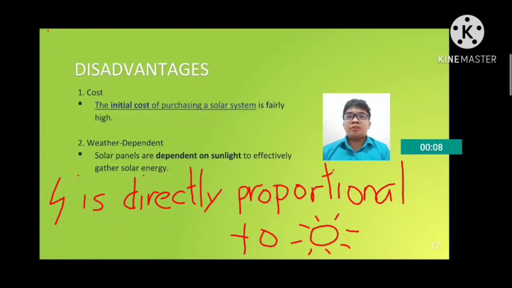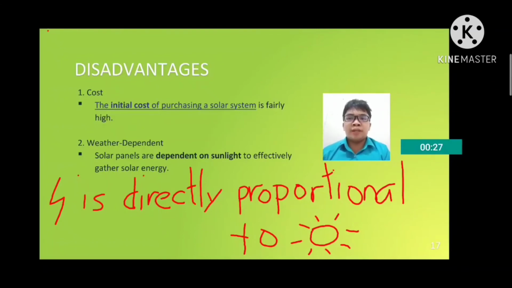First, the cost. The initial cost of purchasing a solar panel system is fairly high. This includes the payment for the solar panel, batteries, inverter, wiring, and the installation of the whole system.